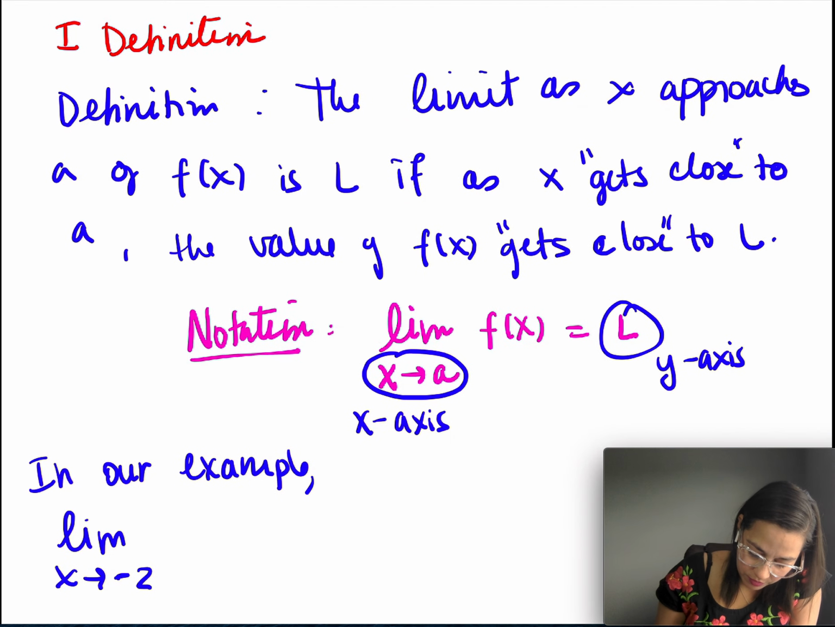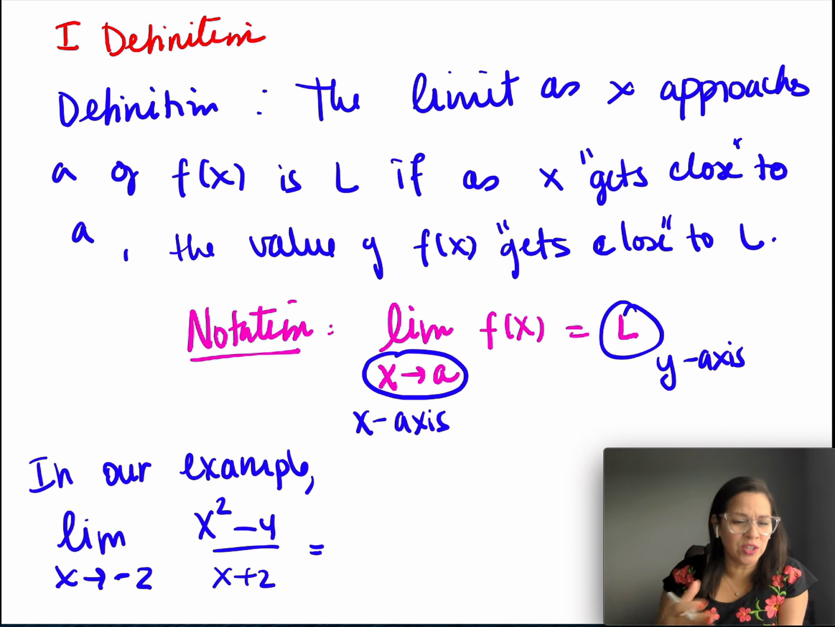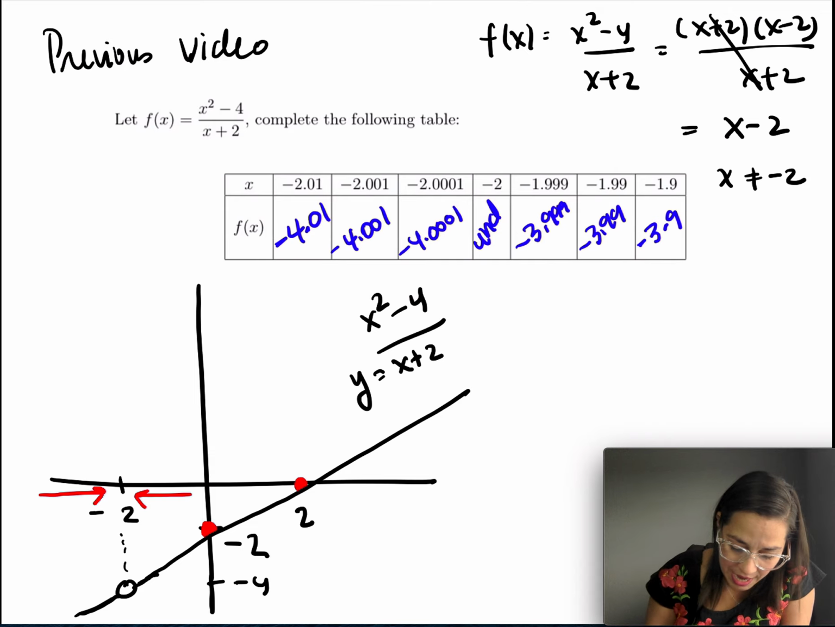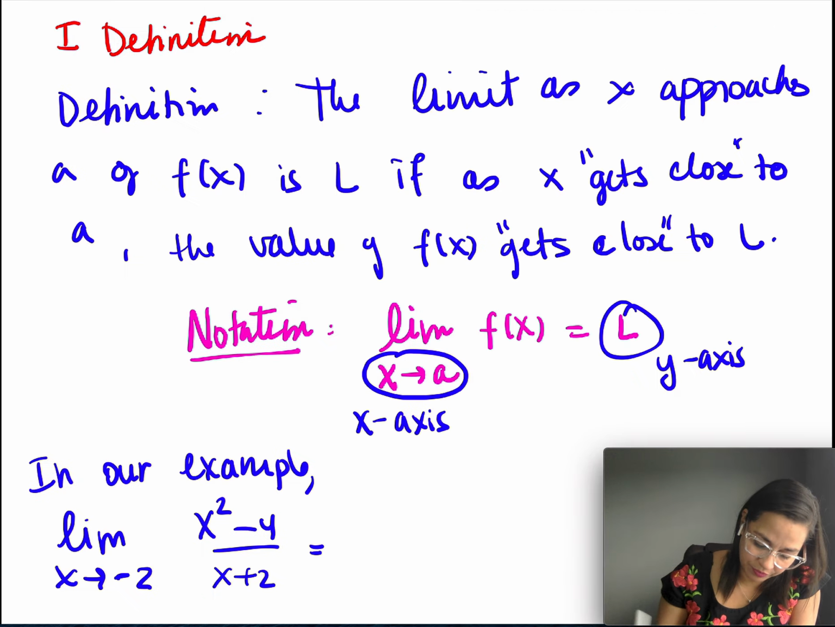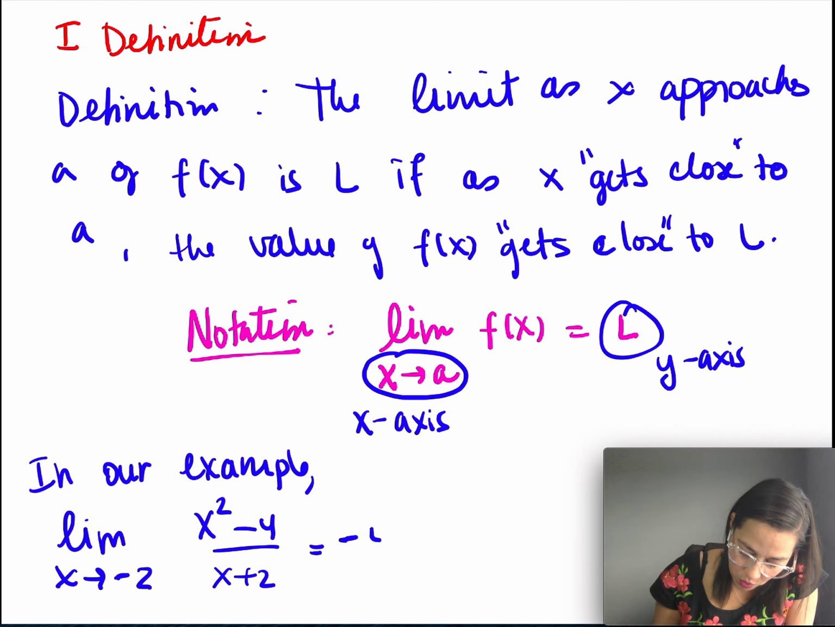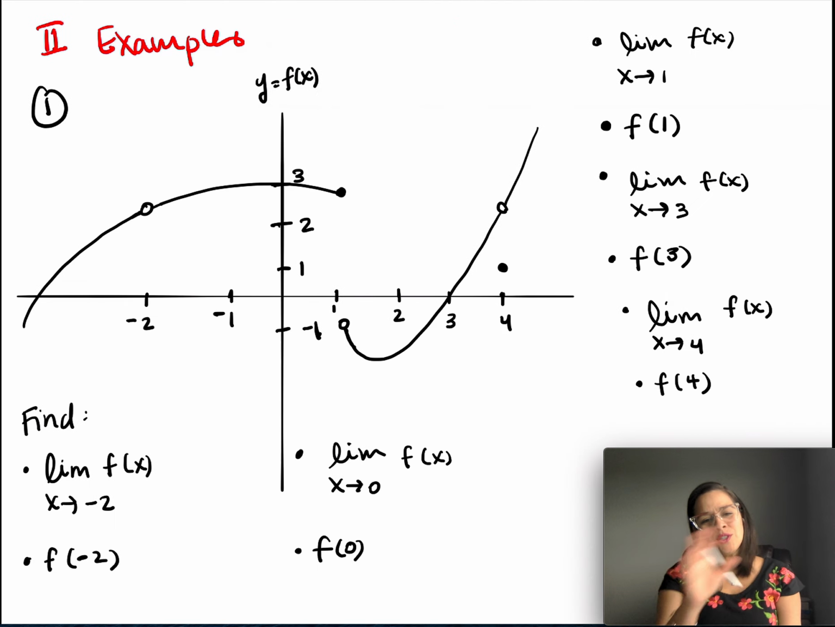So the limit as x goes to -2 of x squared minus 4 over x plus 2 is equal to the value that the function was approaching on the y-axis, which in this case is -4, okay? Perfect. So -4.